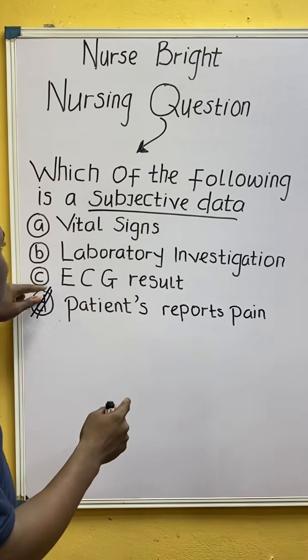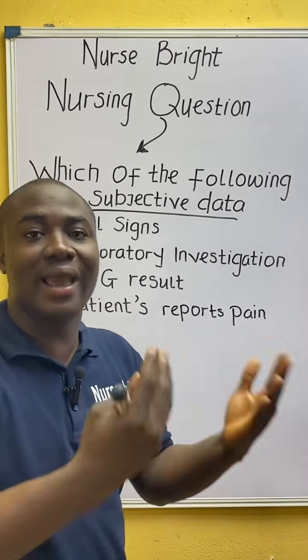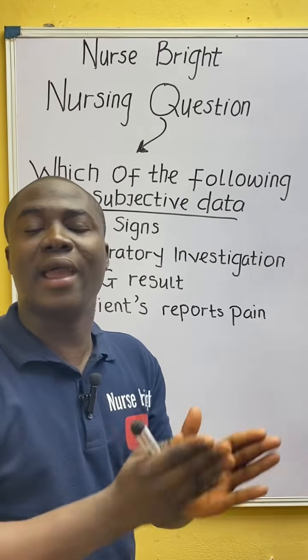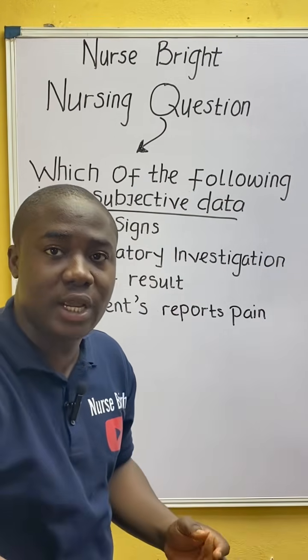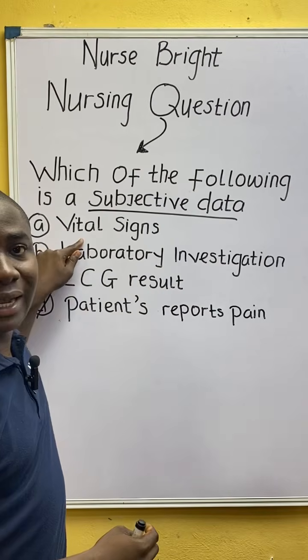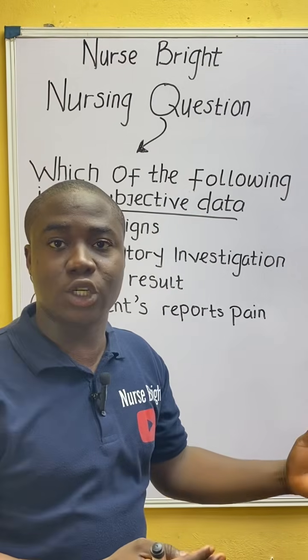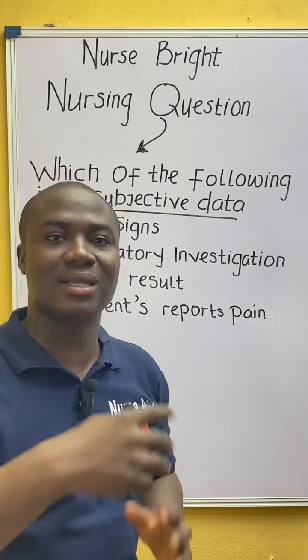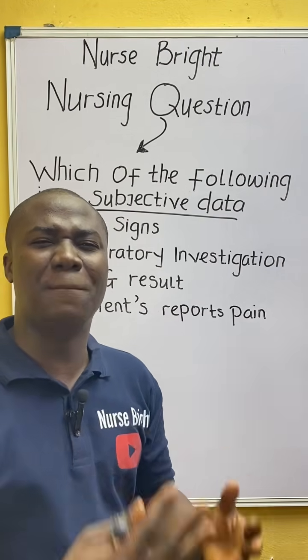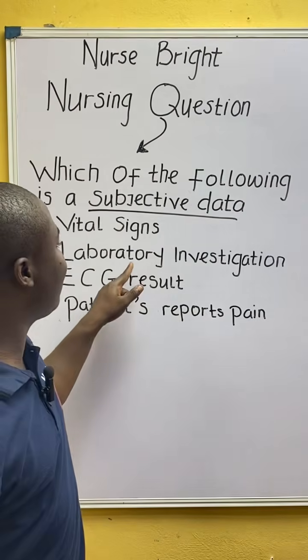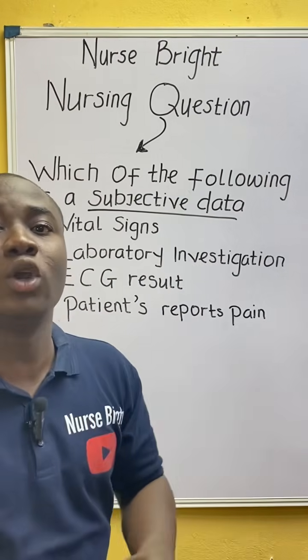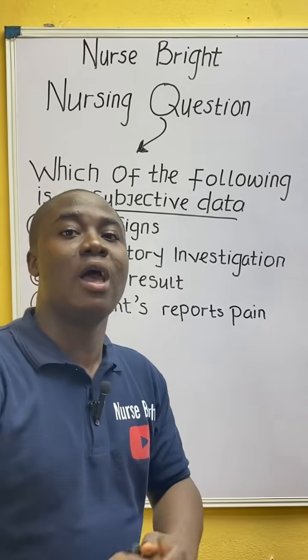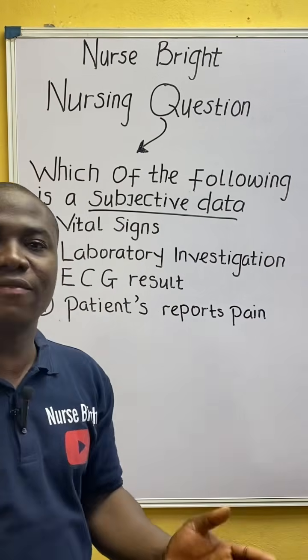Whereas options A to C are data that a nurse or a healthcare professional can actually measure or observe, like the vital signs, which include blood pressure, pulse, respiration, temperature. All of these are data that can be observed by a healthcare professional, like laboratory investigation, which include the hematocrit level of a patient, the hemoglobin level of a patient, the blood glucose level of a patient. All of these are laboratory investigations.